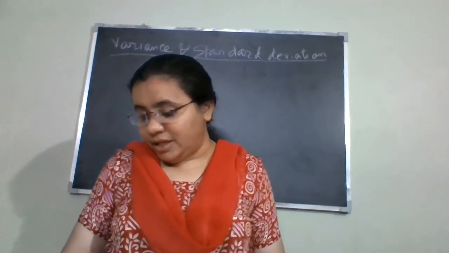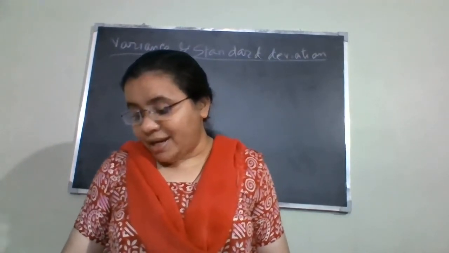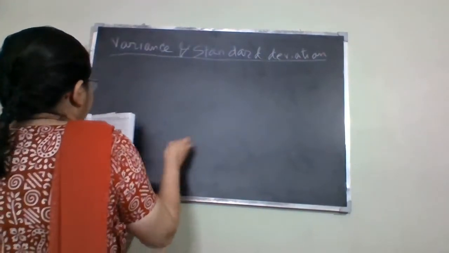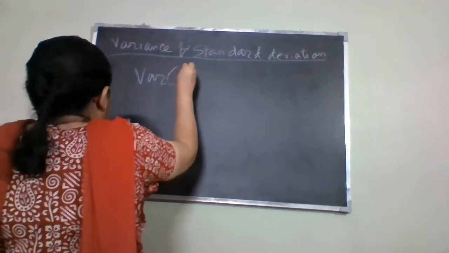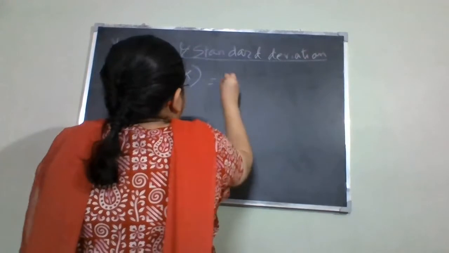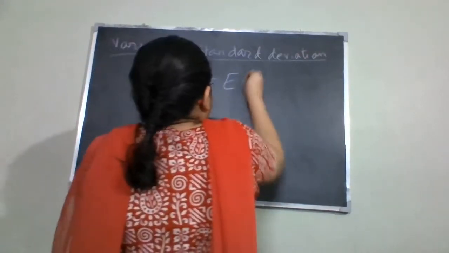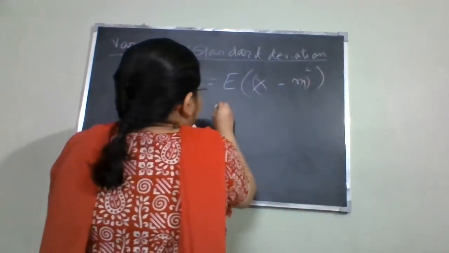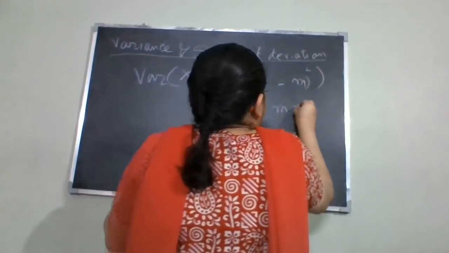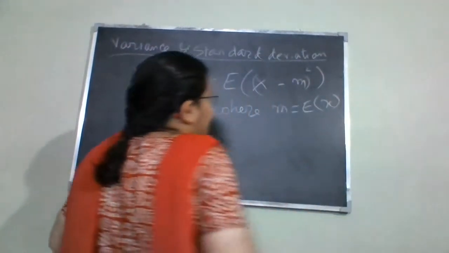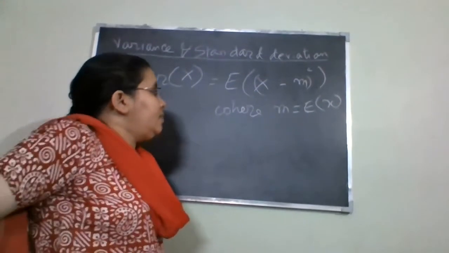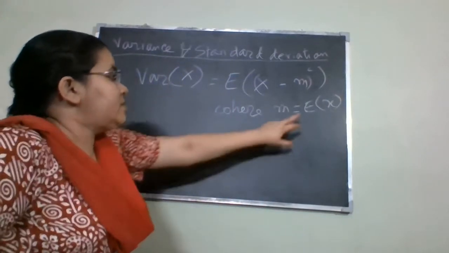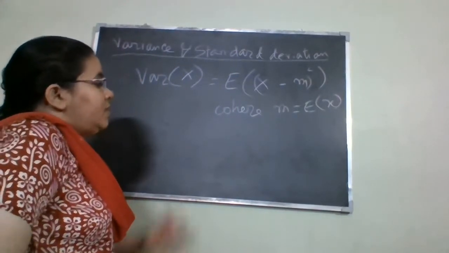The variance of a random variable X, denoted by var X, is defined as var X equal to the expectation of (X minus m) the whole square, where m is equal to the expectation of X. Please don't ask me what is E. In the last video this has already been explained, so those who don't know what is E and how to find the expectation, please refer to the last video.